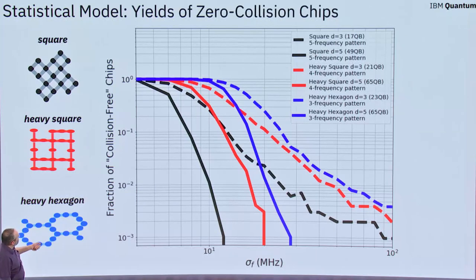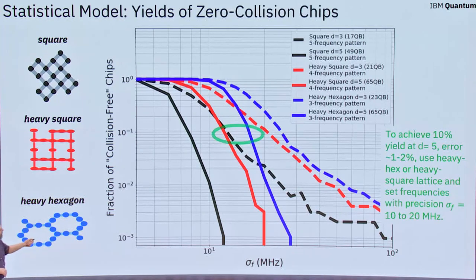So what we see is that if we're looking for, say, a distance 5 lattice where we can operate without collisions, putting these five frequency or three frequency or four frequency patterns in to evade the collisions, we have to be able to achieve precisions of setting the qubit frequency in these patterns that you can read off of this plot here. So let's say we were going to aim to have 10% of our chips be collision free, and in that case you'd really want to be working with one of the heavy hexagon or heavy square lattices and be able to achieve a frequency precision of 10 to 20 megahertz.